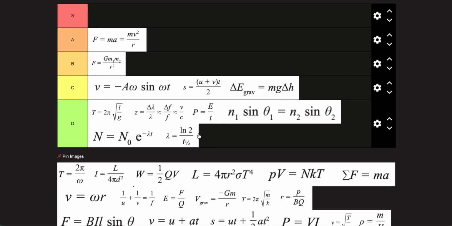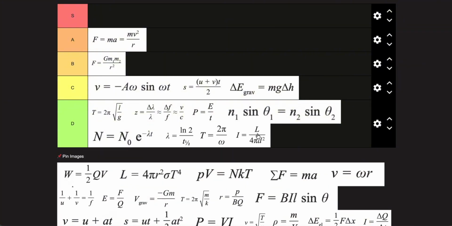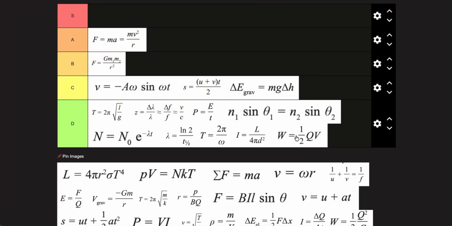I'm gonna do the same with lambda, which describes the decay constant as a function of the half-life. Then we have the formula for the period, also tier D. Okay, the intensity of radiation received from some light source of luminosity L at a distance D. Let's put this tier D as well. These kinds of problems are easy for students. Okay, the energy stored in a capacitor, also tier D. Nothing fascinating or fundamental there, I don't know.